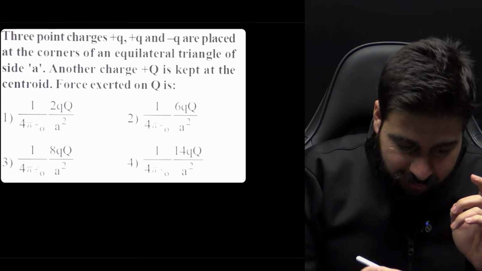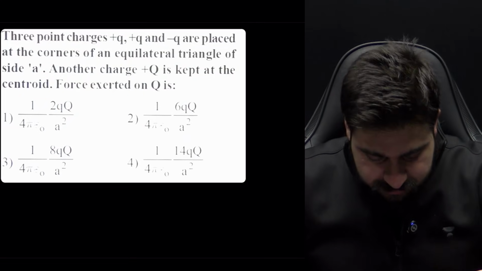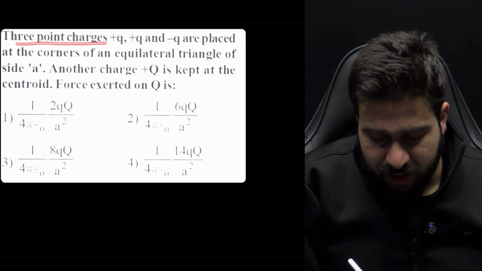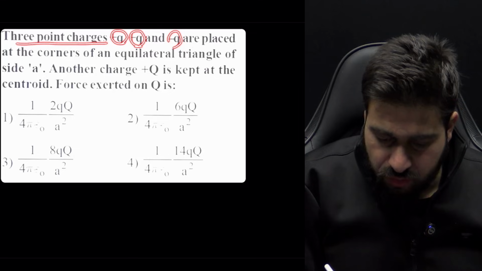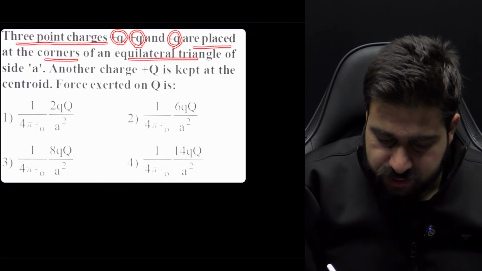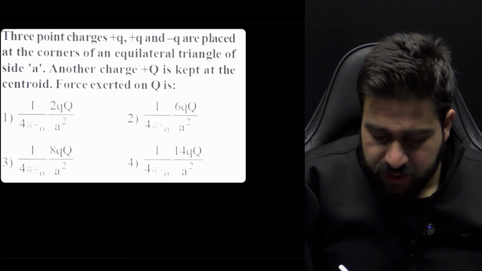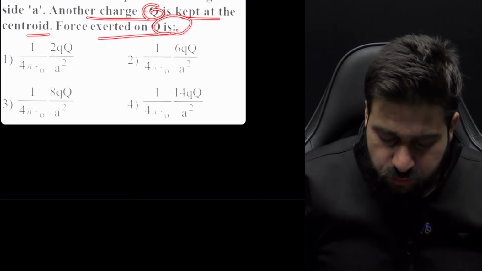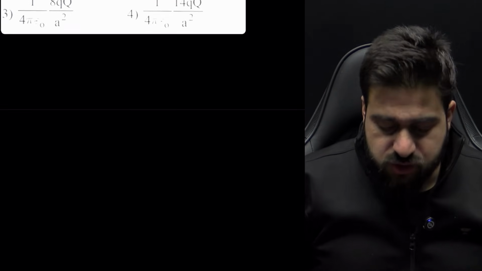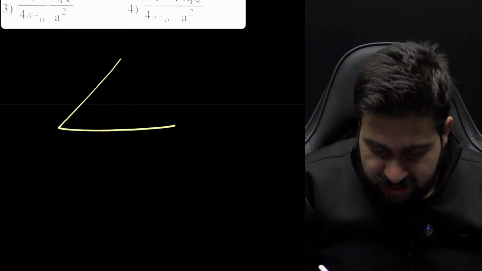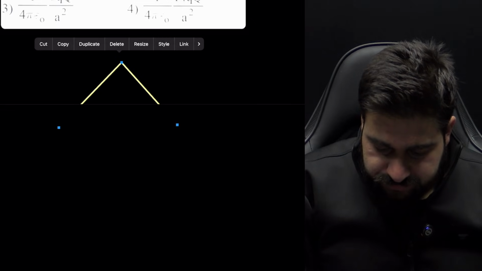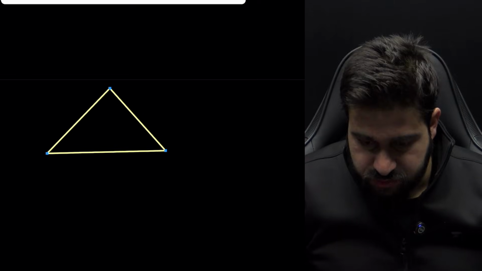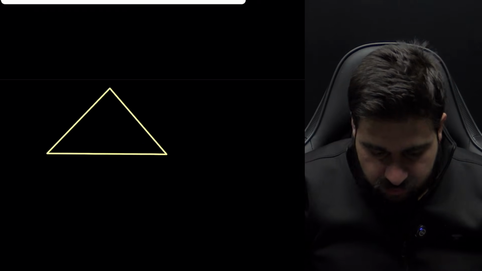Take a look. This is a question from electrostatics. See guys, in this case, it says that you have 3 point charges Q, Q and minus Q placed at the corners of an equilateral triangle. Another charge Q is kept at the centroid. Find the force on that Q. It is simple. I will solve this in a very less amount of time. This is a triangle that I'm making over here.